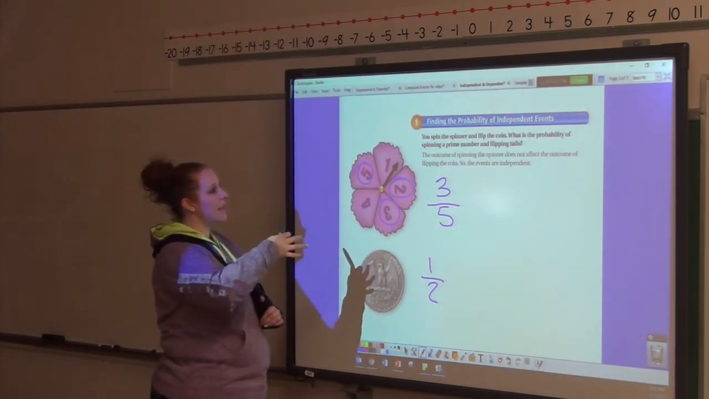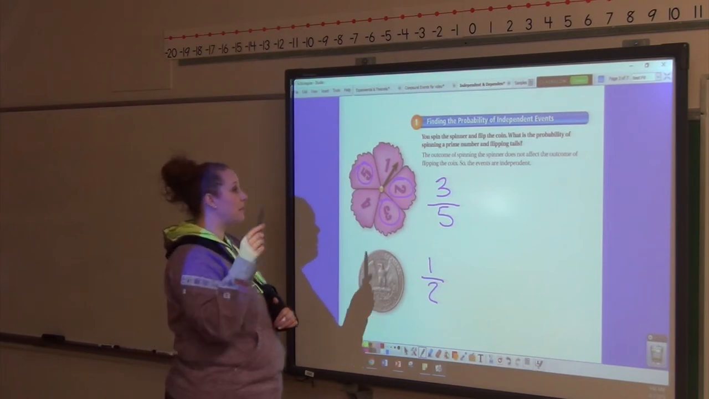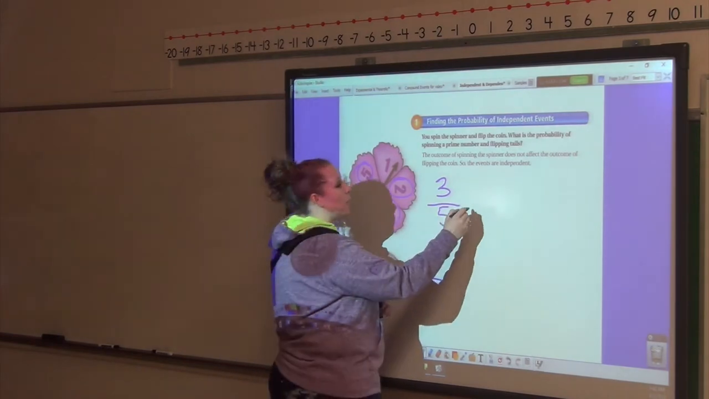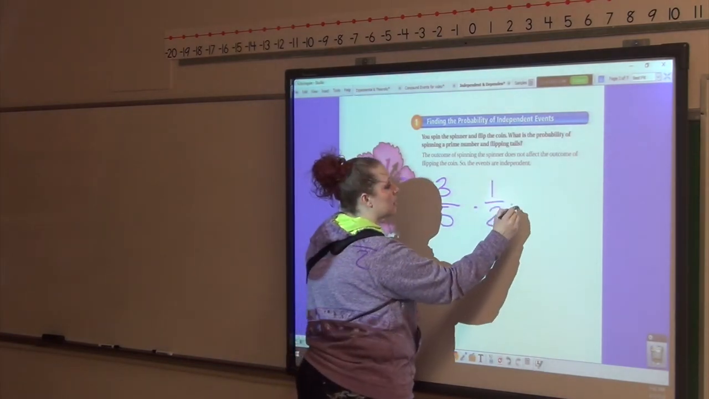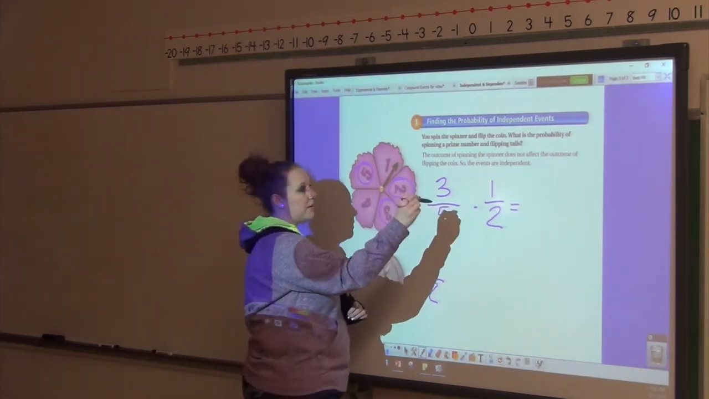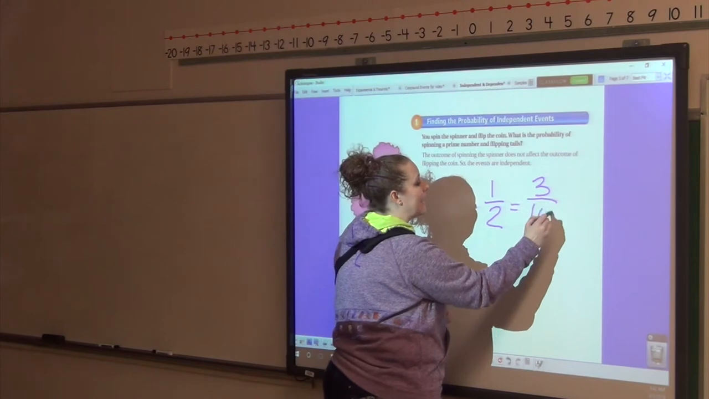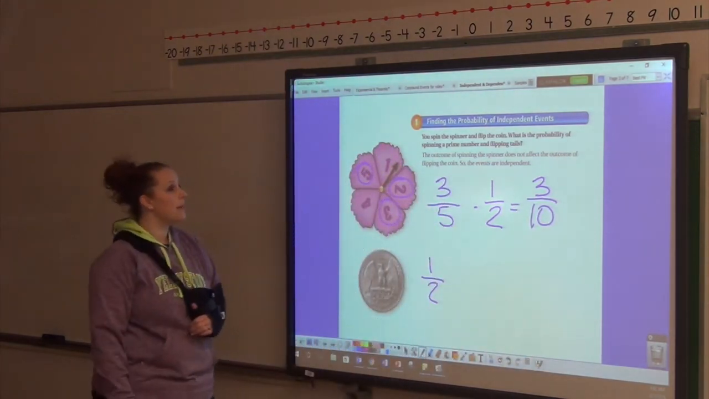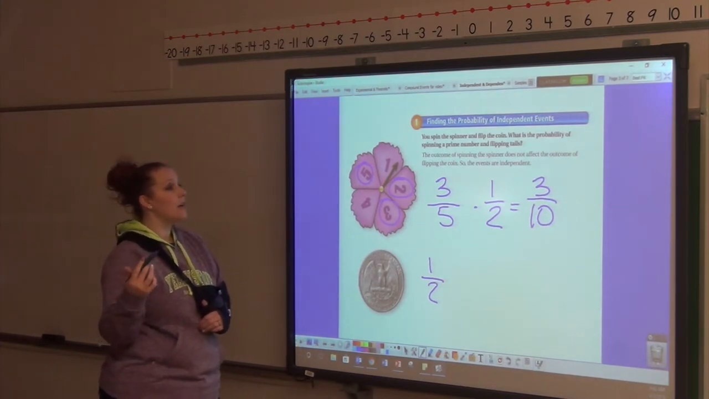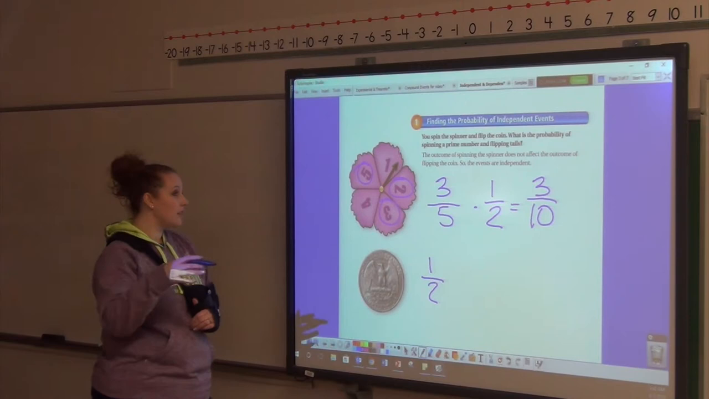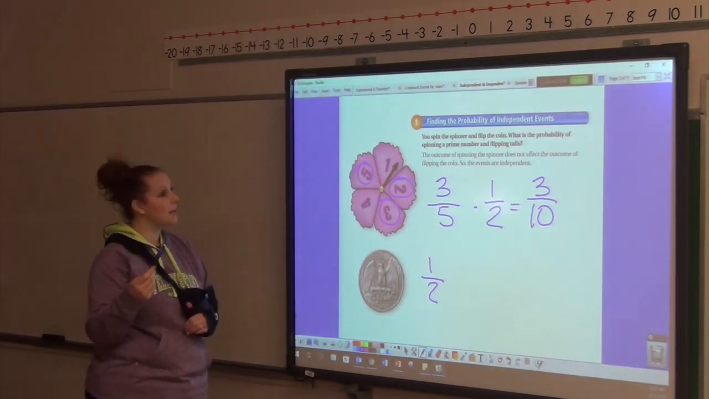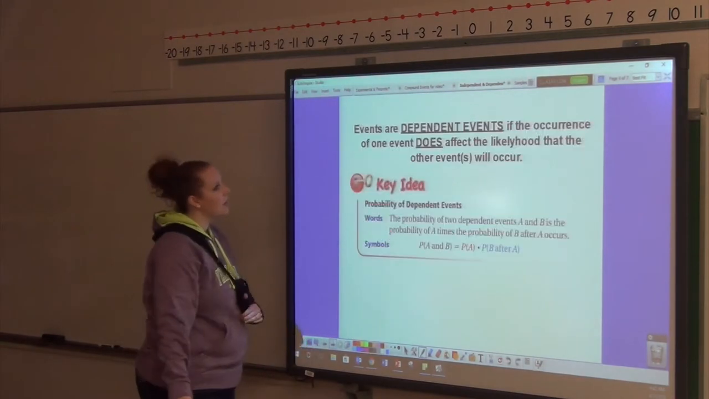So when we have events like this, if we are trying to find the probability of spinning a prime number and then flipping a coin, we can use this. We can multiply those together, the probability of the first times the probability of the second, and we get 3 in 10. So the probability of spinning a prime number and then flipping tails is 3 in 10. They don't affect each other. They have nothing to do with each other other than they are in the same experiment, and so they are independent of each other, and the probability of that is 3 in 10.